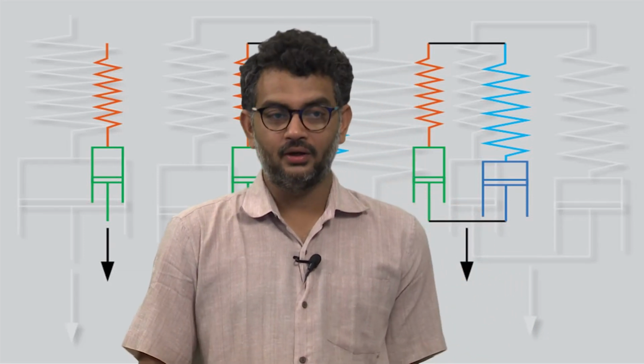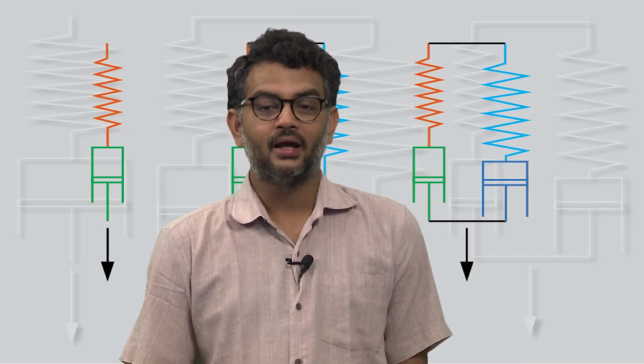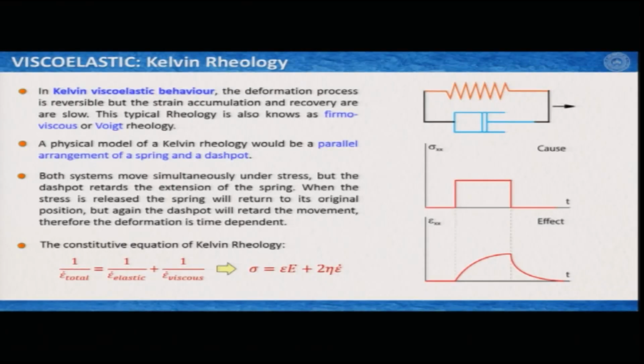The first viscoelastic component that we will be talking about is known as Kelvin rheology. In Kelvin viscoelastic behavior, or Kelvin viscoelastic materials, the deformation process is reversible, right. That is the first thing to get, but the strain accumulation and recovery are extremely slow. It is not like elastic materials, and this typical rheology, Kelvin rheology, is also known as firmoviscous or Voigt rheology.